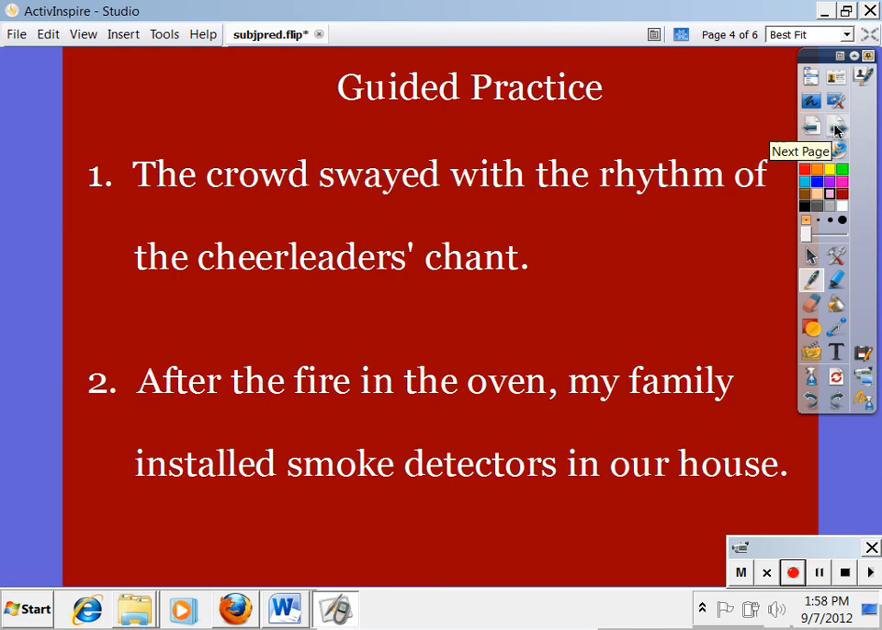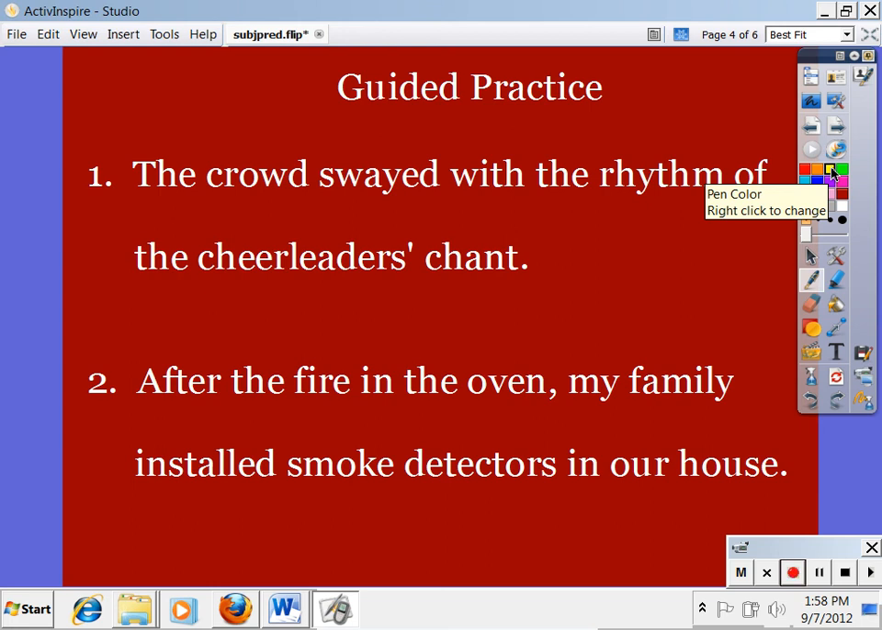Now let's put this knowledge to the test. I'm going to go through 2 guided practice examples for you. If you want to challenge yourself, pause the video now, try them on your own, and then check your answers as I walk through them. Or you can label the sentences as I explain each one. So here we have the first guided practice sentence.